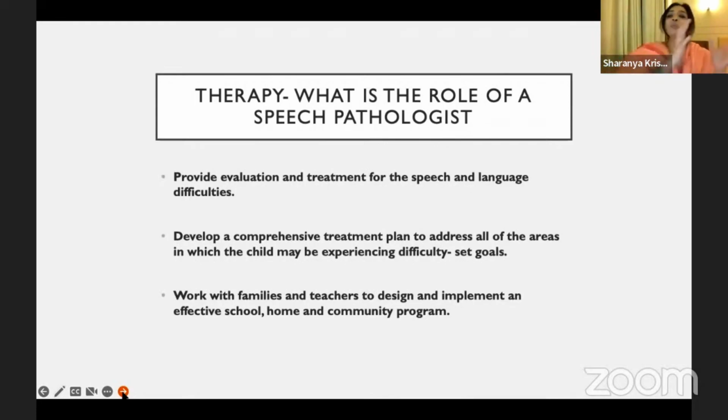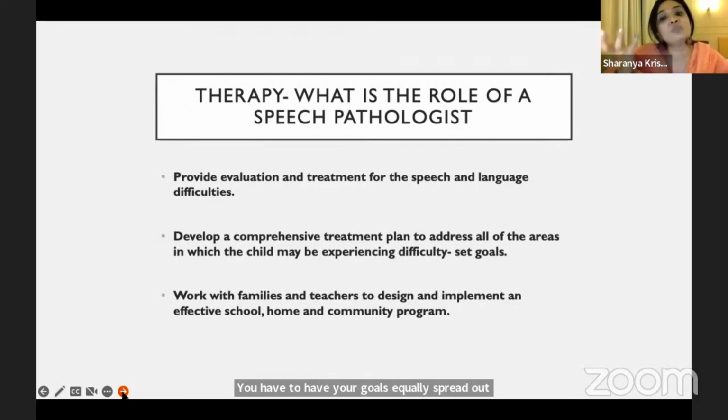It is not like you work on pre-linguistic skills for 3 months, then go on to comprehension, and then for the next 3 to 6 months work on comprehension, and then move on to expression. It just doesn't work that way. You have to have your goals equally spread out, with weightage given to areas where the child has more difficulty.